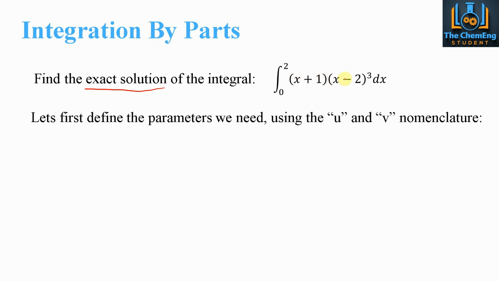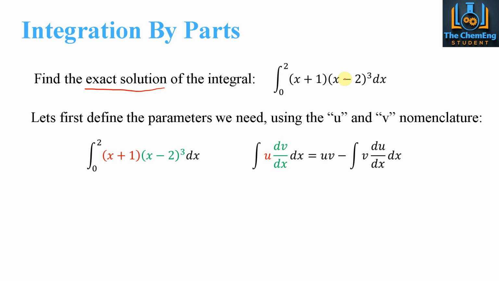So the first thing that we need to do when we do integration by parts is identify the u and the v terms. So what we will say here is we will take the first term, the x plus 1, and we will identify this as u. And then we will identify the x minus 2 cubed. Now this isn't directly v just yet. This is dv by dx, because remember, we are assuming this is a differentiated form of v.